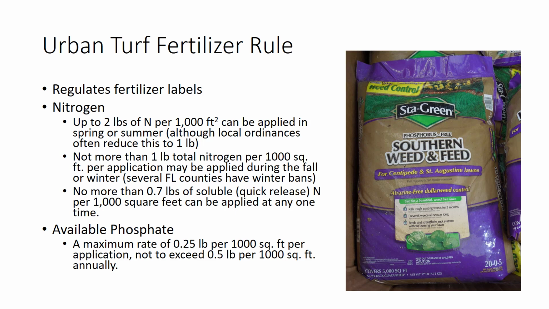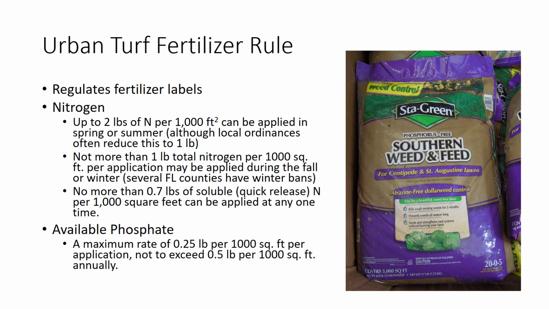The amount of nitrogen that can be applied at any one time is determined by the time of year and percentage of slow-release nitrogen in the fertilizer. This rule allows for application of up to 2 pounds of nitrogen per 1,000 square feet when applying fertilizer in the spring or summer, although local ordinances often reduce this to 1 pound. Not more than 1 pound of total nitrogen per 1,000 square feet per application may be applied during the fall or winter, although several Florida counties have winter fertilization bans. No more than 0.7 pounds of soluble quick-release nitrogen per 1,000 square feet can be applied at any one time.